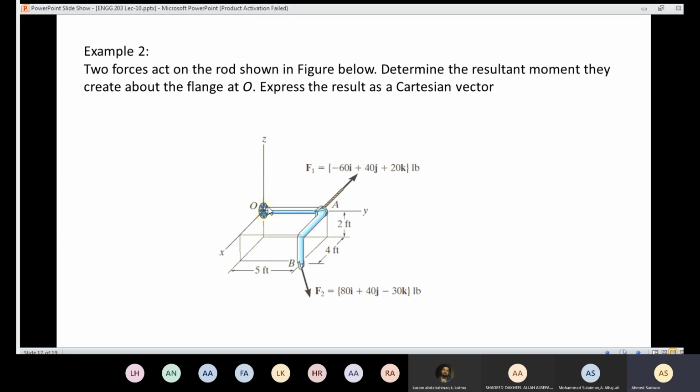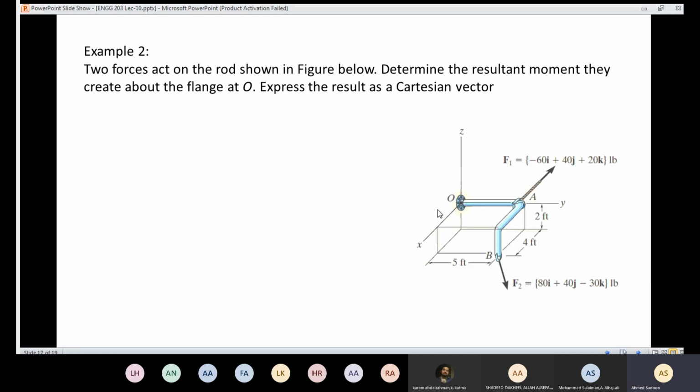Here in example 2, we have more than one force. And it means that if I have more than one force, I'm going to have more than one moment. So this time, I don't have only one moment, I have more than one moment. And to get that, I need to evaluate the resultant moment, the final moment. To do that, we say that the resultant moment is the summation of R cross F.